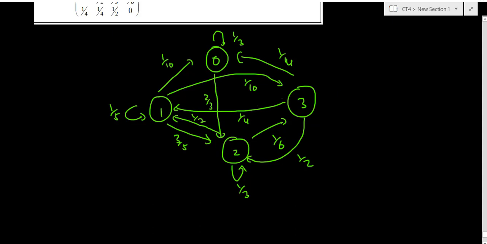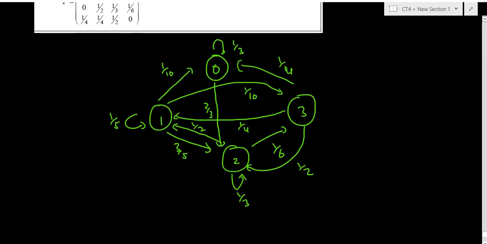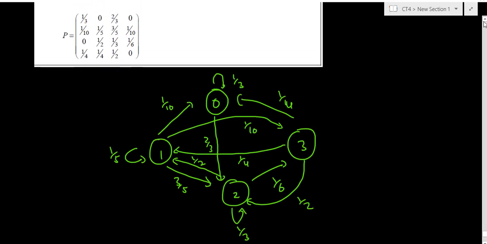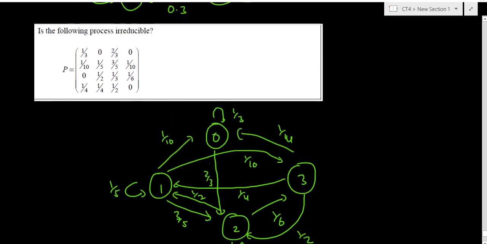I just need to see the arrows and see whether I can move from every state to every other state or not. So let's start checking. If I'm in state 0, and I want to go from 0 to any other state, let's check if I can go or not. So I can go from 0 to 1, can I? I can go first from 0 to 2, and then I can go from 2 to 1.